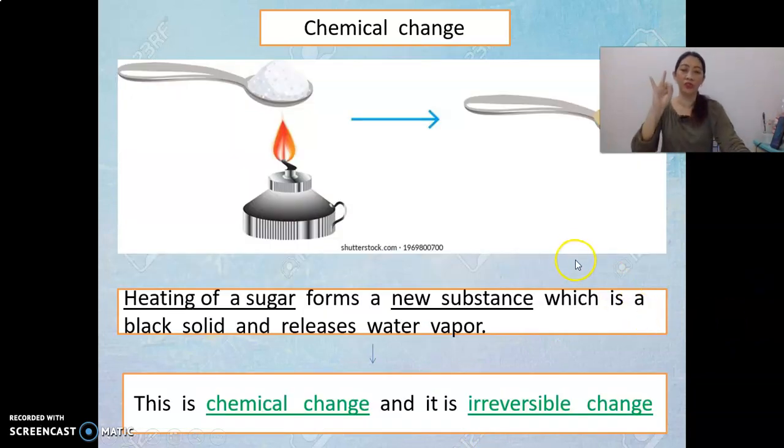Okay, number 2 example is heating of sugar. It forms a new substance, which is a black solid, and releases water vapor. So when you heat sugar, this is the new substance. This is chemical change and it is an irreversible change.